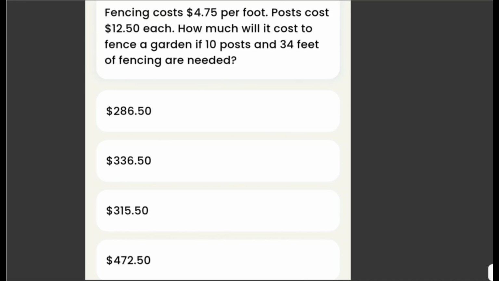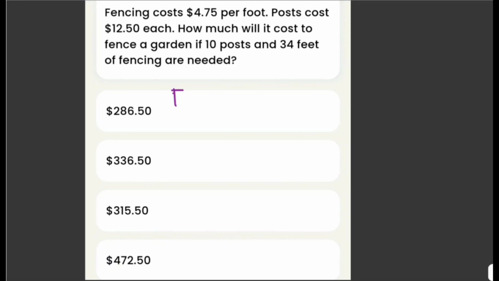Fencing cost $4.75 per foot. Posts cost $12.50 each. How much will it cost to fence a garden if 10 posts and 34 feet of fencing are needed? So to solve this, we need to get the cost of each one for the fencing and for the post, and then we add them up to find the total cost.